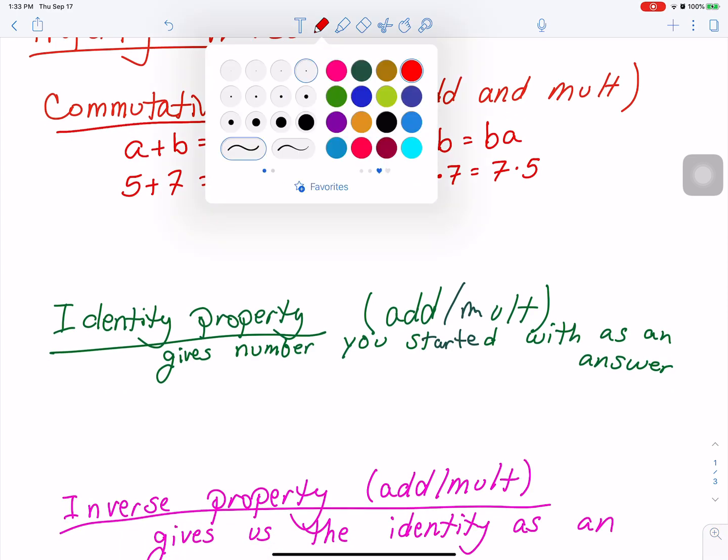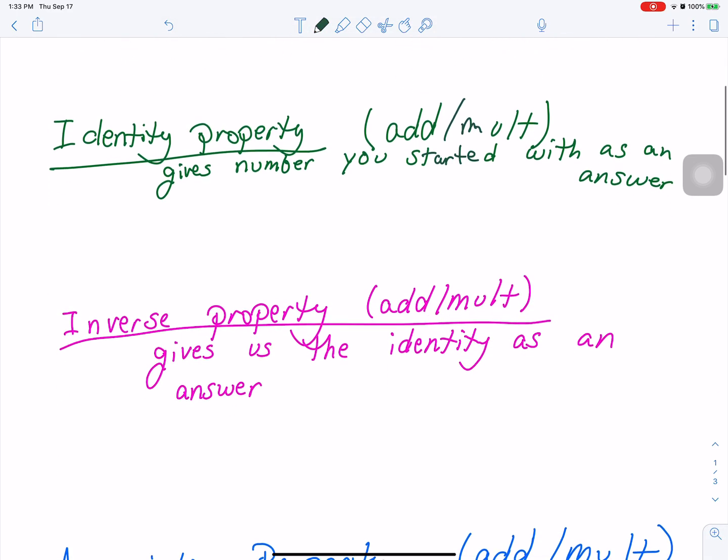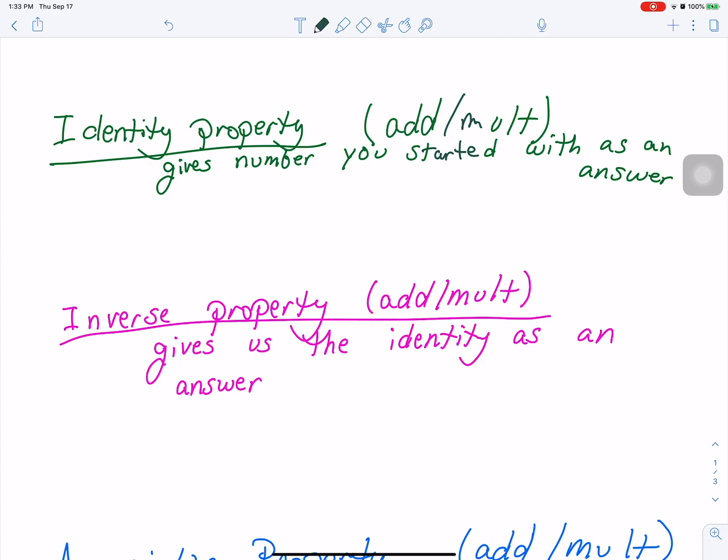Our next one is the identity property. You use this a lot. You just probably haven't ever recognized it's the identity property. It gives you the number you started with as an answer. So it would be A plus something equals A. And the identity for addition is 0. Because if I add 0 to something, I still get what I started with, such as 5 plus 0 equals 5.